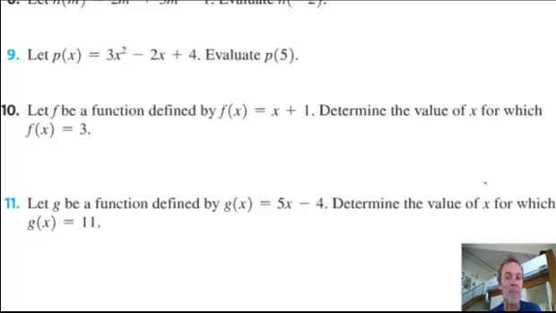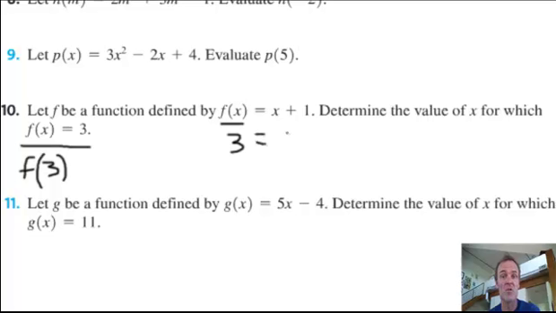Right, don't get confused with this. Look at this here. I'm not saying f of 3. That does not say f of 3. It says f of x equals 3. I'm not replacing the x with 3. I'm not saying when x is 3, what's the answer? I am saying the f of x is 3. It's this that is 3. Look at the visuals on that.